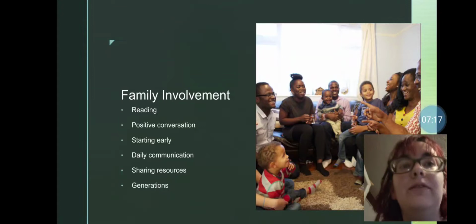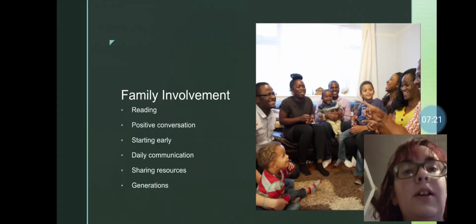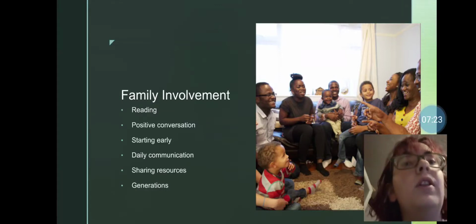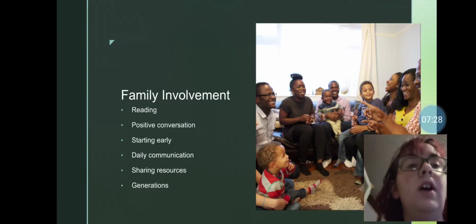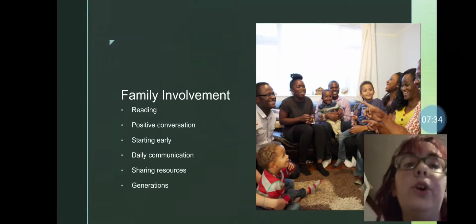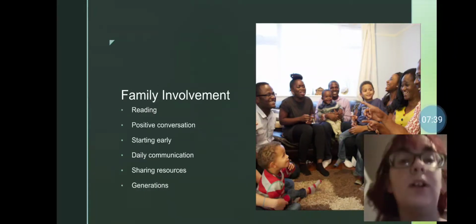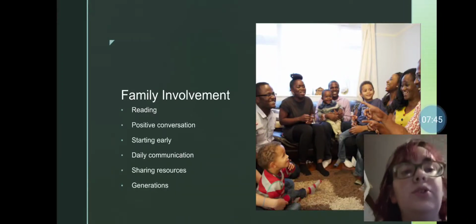Family involvement. So one of the ways we've talked about you can lower that socioeconomic gap in terms of oral language development is to really get families involved. Encourage them to read. Converse with their children daily and in a positive manner. Children don't always want to talk about, yeah, you had a rough day at work. But be like, what did you do today? Let them talk to you. And the earlier you talk to your children, the better off it's going to be.